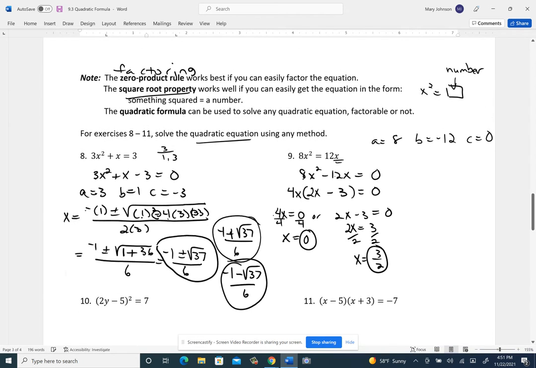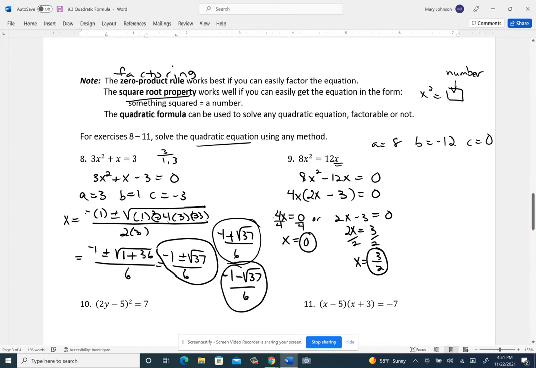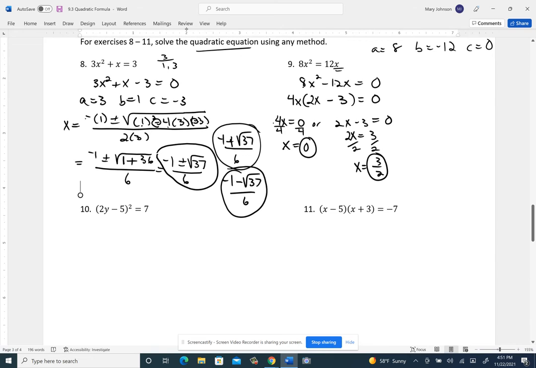Oh, I hate it when it moves. Let me see if I can get it back. Okay. All right, now look at number 10. See how that is something squared equals a number? This is a good candidate for the square root method, even though it's got that extra 2 and 5 on it. I just think of it like something squared.